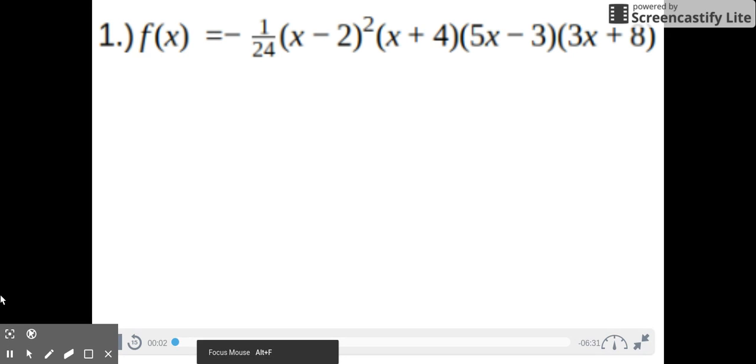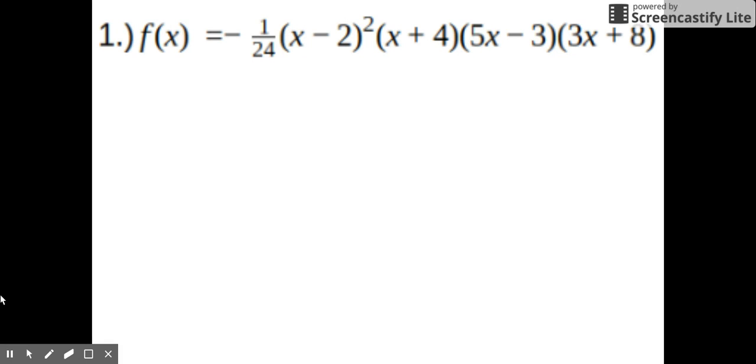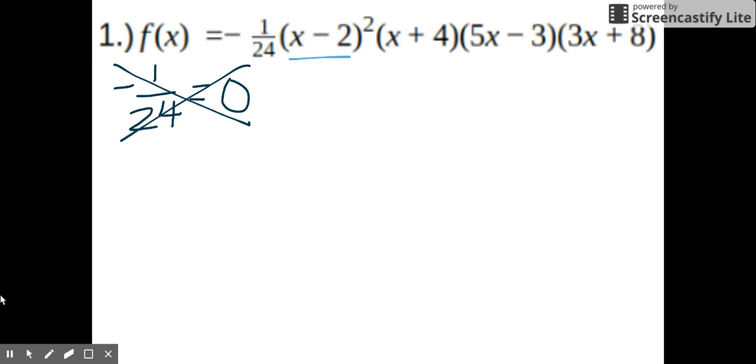So this time we're going to find the zeros. In order to find the zeros, we have to set each factor equal to 0 and solve. The first thing I see is negative 1/24, and I'm going to set that equal to 0. This time it has no x, so it cannot equal 0. So that one's out.